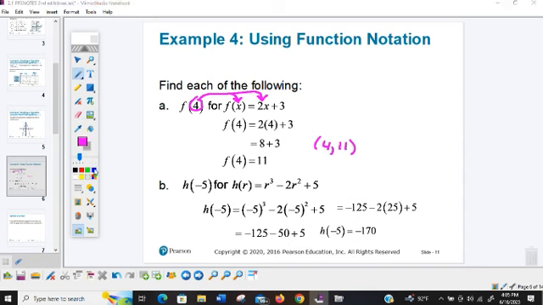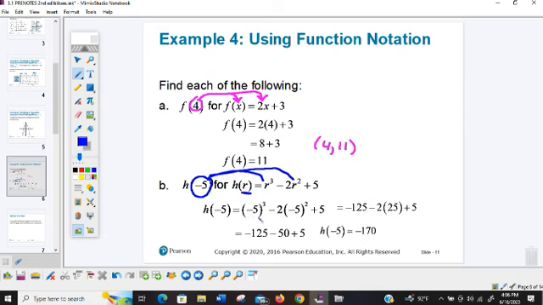Okay, let's look at the next one. On this one, it says find h of negative 5 for h of r, where it equals r cubed minus 2r squared plus 5. Okay, so this time we're taking the negative 5 and we're plugging it in for all the r's. So we're going to plug it in here and make that negative 5 cubed. We're going to plug it in here and make that negative 5 squared. Okay, everywhere you see an r.